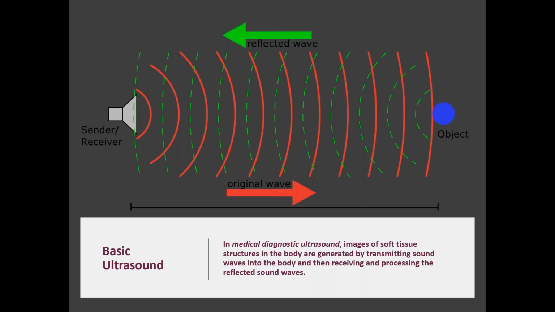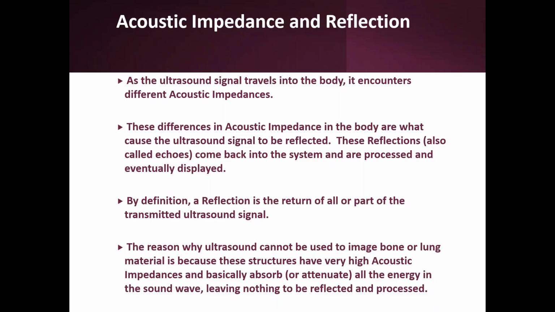So the most basic explanation of ultrasound would be, in medical diagnostic ultrasound, images of soft tissue structures in the body are generated by transmitting sound waves into the body and then receiving and processing those reflected sound waves. As the ultrasound signal travels into the body, it encounters different acoustic impedances. These differences in acoustic impedance in the body are what cause the ultrasound signal to be reflected. These reflections, also called echoes, come back into the system and are processed and eventually displayed.